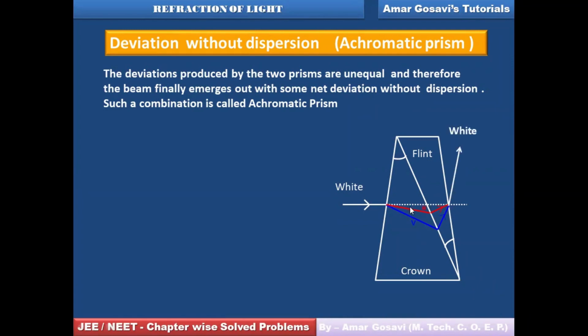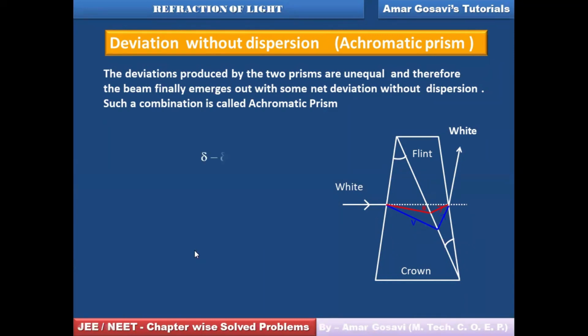So here you can see if the deviation was not allowed, the ray would have gone straight. But finally, when it emerges out, the direction of the incident ray and the emergent ray is different. That means the deviation is allowed, but what is being nullified? The dispersion of one prism is being nullified by the dispersion of the other prism. Obviously, the two prisms are made up of different glasses. Now, how can that happen? By using different refracting angles.